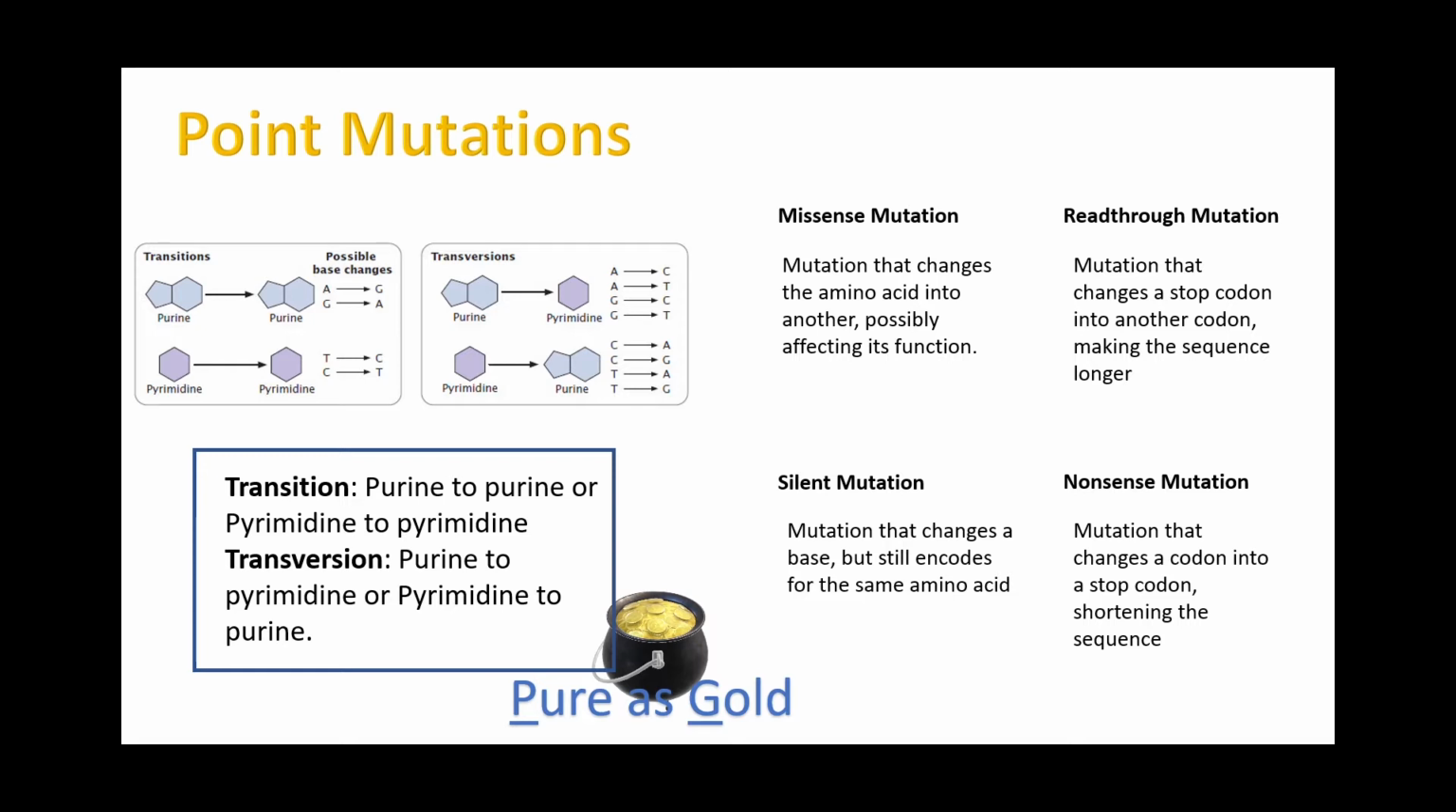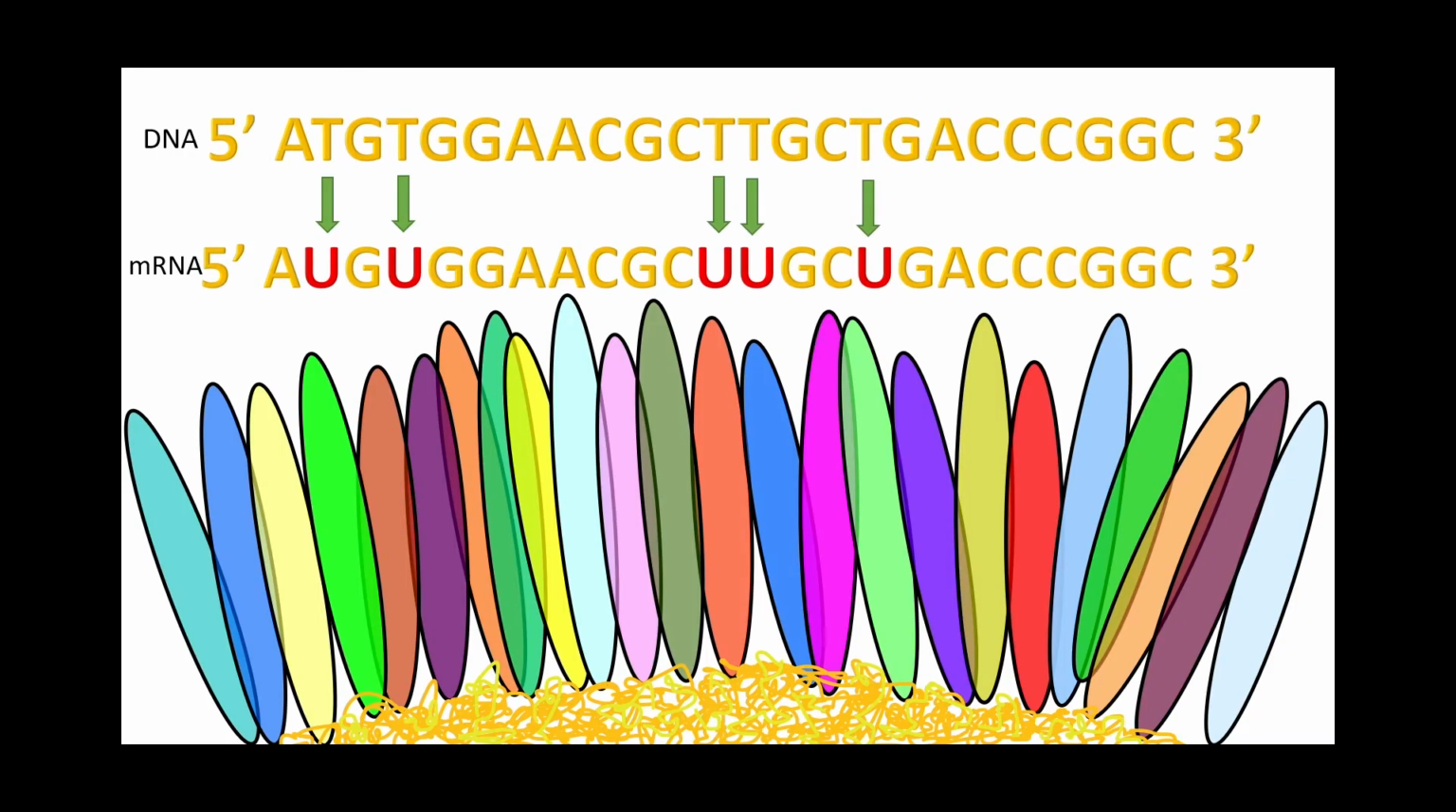The 4 point mutations are missense, which is when one amino acid changes into another amino acid. Read-through, which is when a stop codon becomes an amino acid, making the sequence longer. Silent mutation occurs when the base substitution still encodes for the same amino acid. Nonsense is when a codon changes into a stop codon, shortening the sequence.